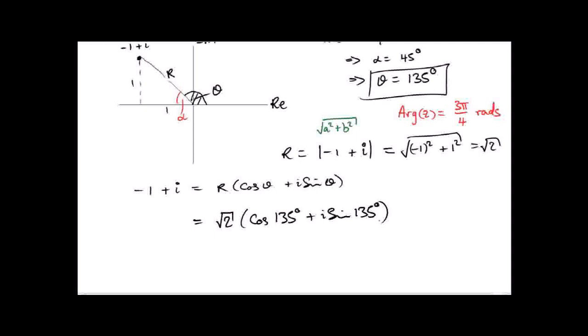Now, the next question has a little bit of a twist in it. Just a tiny twist. You probably won't even spot that there's a twist. Express minus 1 minus root 3i in polar form. And something vitally important is going to come up in this question. Something absolutely vital. Express minus 1 minus root 3i in polar form.